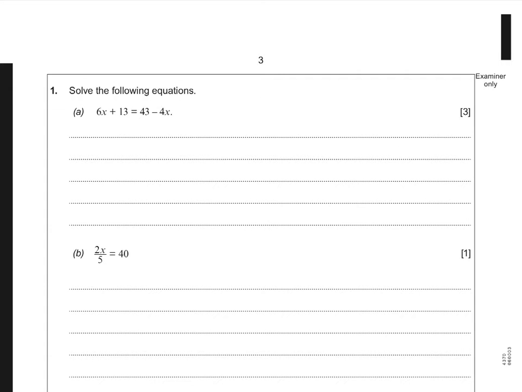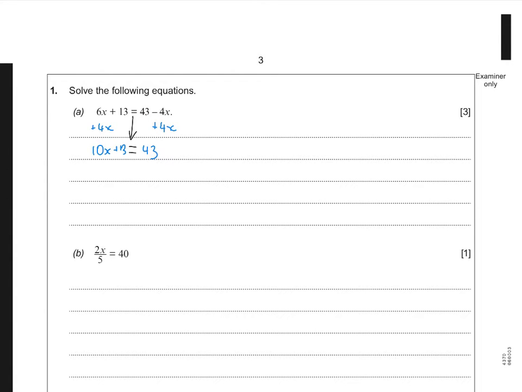Okay, and the algebra page has come up first, so that's hopefully going to be nice sort of 10-ish marks for us. So to begin with, I'm going to put an arrow down, and I'm going to look for the smallest x. What's smaller, 6x or minus 4x? And the answer is minus 4x. So to get rid of minus 4x, I'm going to add 4x to each side. That's going to give me 10x plus 13 is equal to 43.